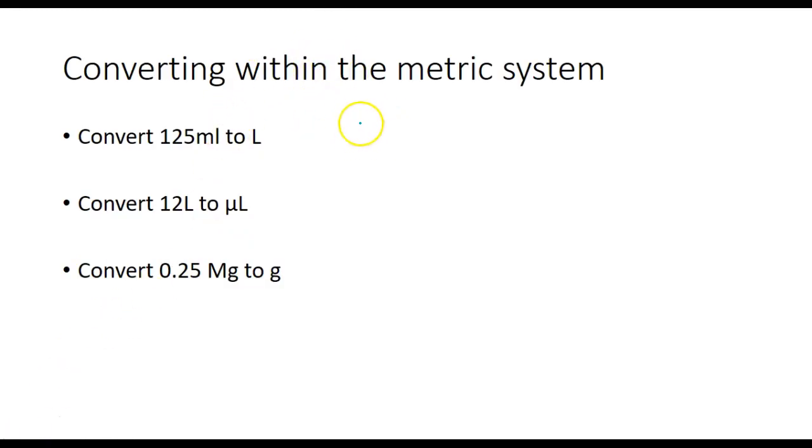Converting within the metric system, you set up your T-chart. Sorry, I'm a little crooked here. So if I want to take 125 milliliters and convert it to liters, I need milliliters in the bottom so that they'll cancel nicely. And there are 1,000 milliliters in 1 liter. And so I divide 125 by 1,000 and get 0.125 liters.